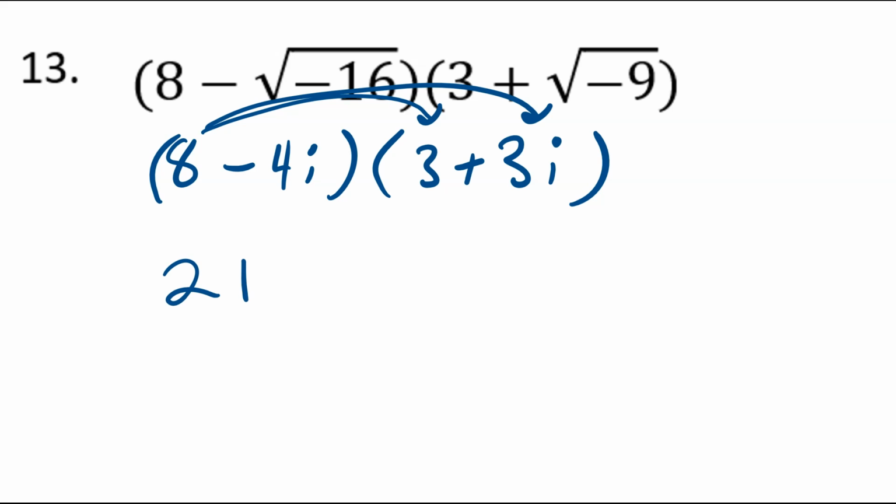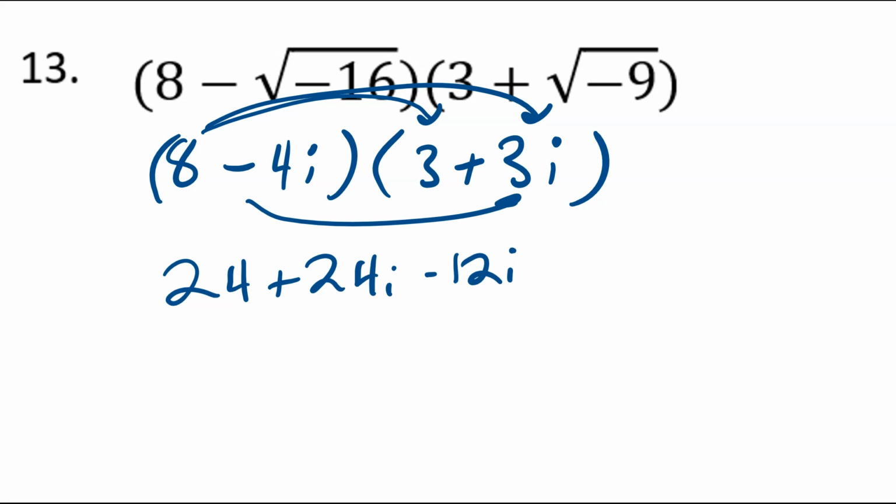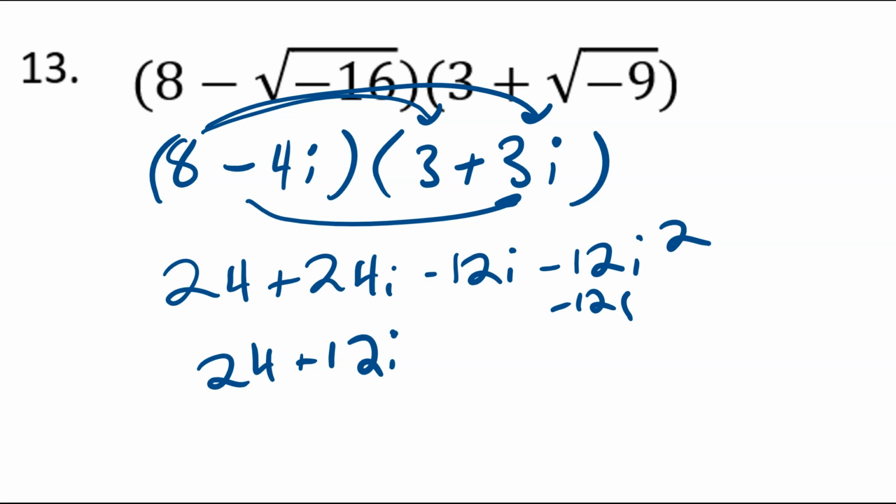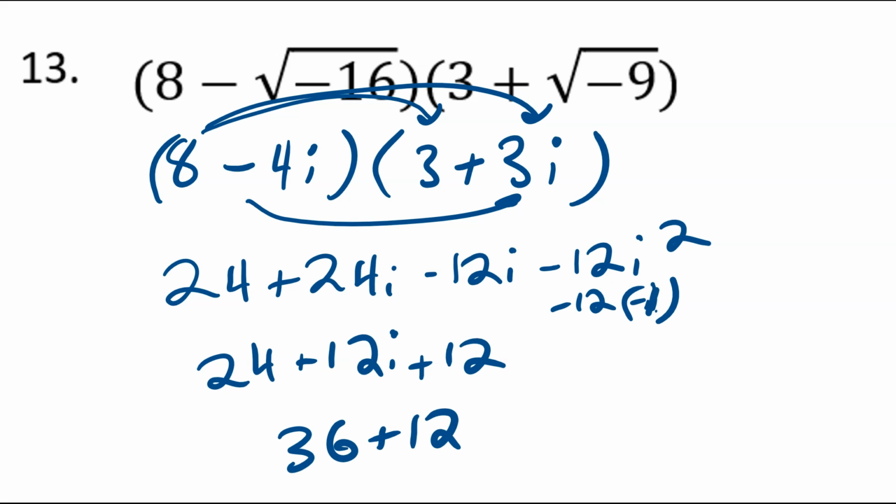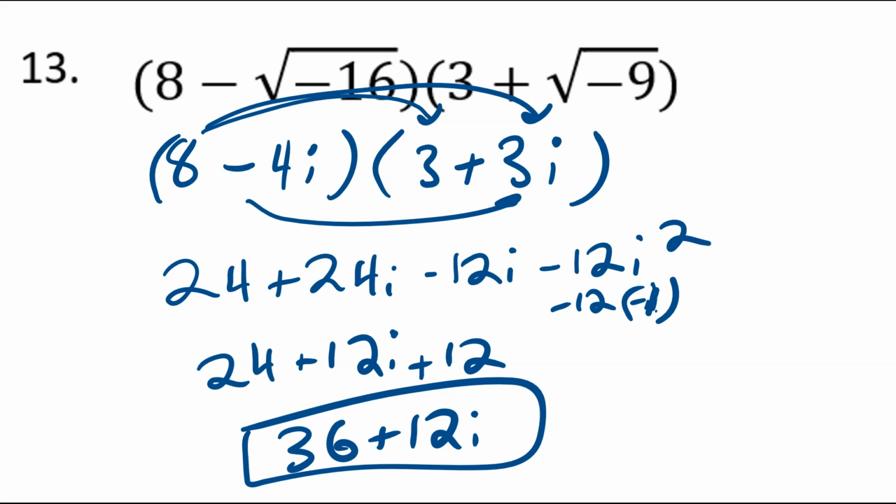8 times 3 is 24. 8 times 3i again is 24i. Negative 4i times 3 is negative 12i. And negative 4i times positive 3i is negative 12i squared. So 24i and negative 12i make, again, 12i. And negative 12 times negative 1 is just positive 12. And when I combine all my terms, I'm left with 36 plus 12i.